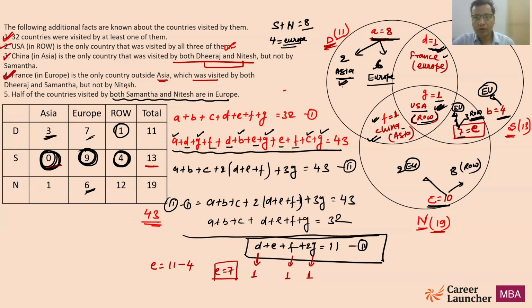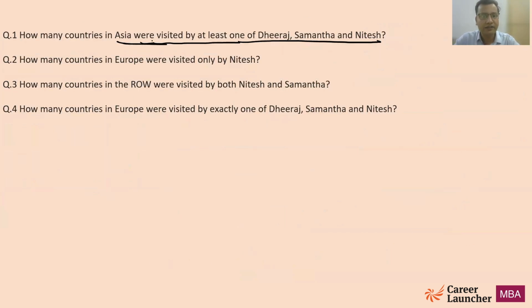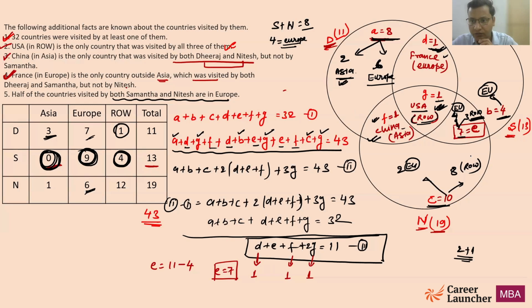2 plus 1, 3, right? So any combination, look at this quickly. Only Dheeraj has covered 2, so my answer will be 2 plus. Samantha has not traveled any country in Asia, okay, so this is done. Now I can also say 1 by China. So this is 2 plus 1, that is equal to 3. There are 3 countries in total. How many countries in Asia were visited by at least one of Dheeraj, Samantha and Nitesh? That is equal to 3. There are 3 countries, right? Let's quickly check it once more. This is 2 countries and plus 1. Yes, 3 is the correct answer, right?